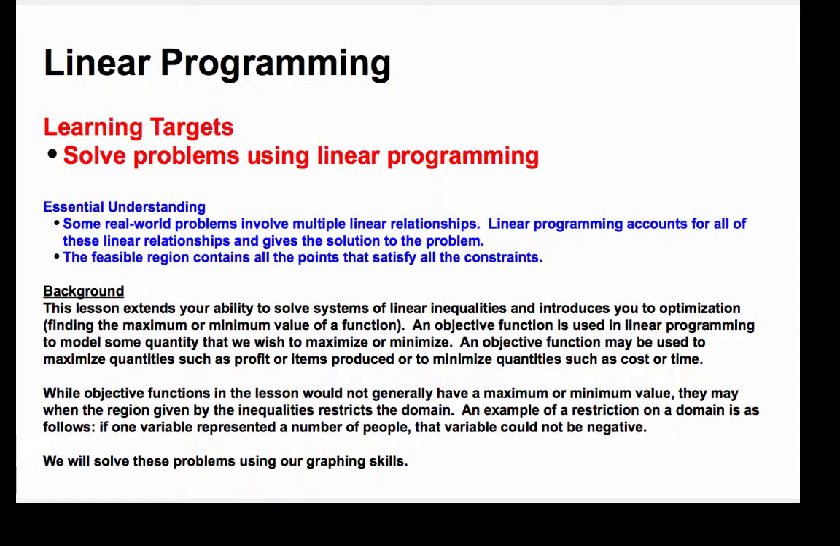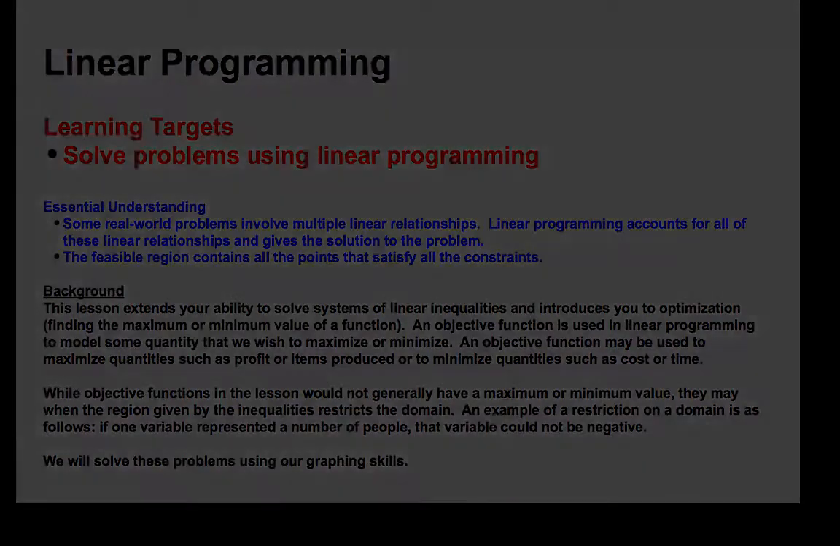An example of a restriction on a domain is as follows. If one variable represented a number of people, that variable could not be negative. So basically, anytime we're solving a real world type of problem, most of the time we're going to be working in the first quadrant where we have positive values. And we're going to use our graphing skills to solve these problems. So let's take a look at how we do this, or what linear programming is.